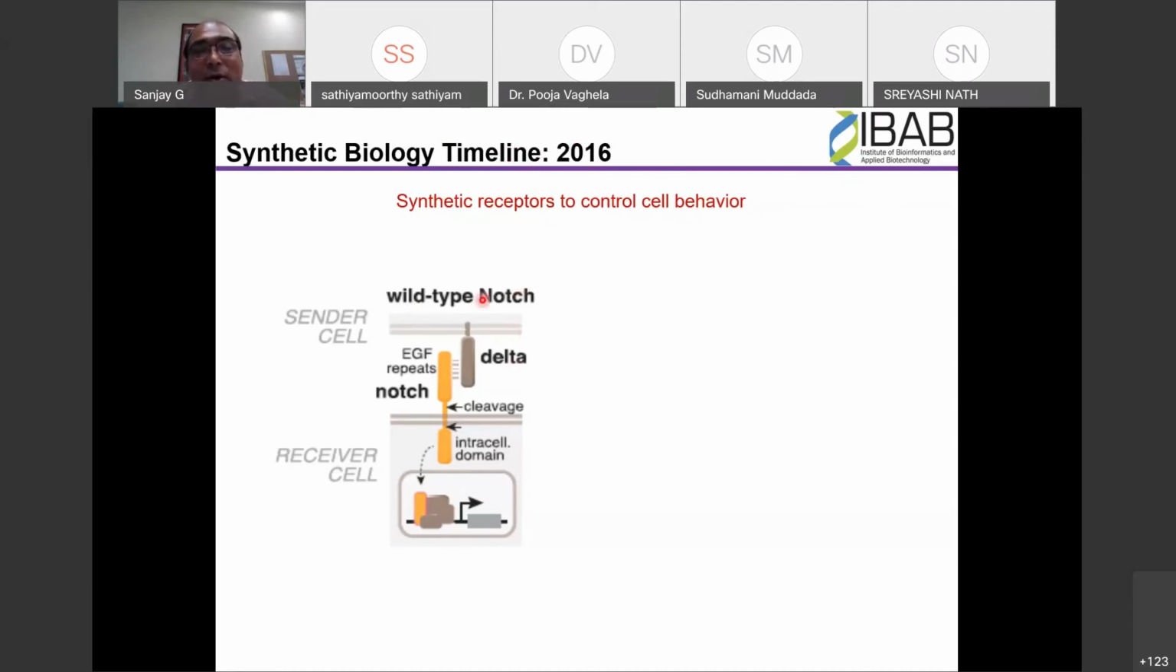So in a Notch system, there is a sender cell which sends the signal and receiver cells where all the gene expression happens. So the sender cell has a Delta, it interacts with this Notch receptor, there is a cleavage, and the intracellular domain of this Notch receptor is a transcription factor. So only upon cleavage, this factor will go in and bind and switch on genes in a Notch dependent manner.